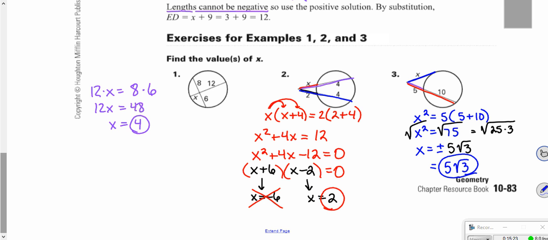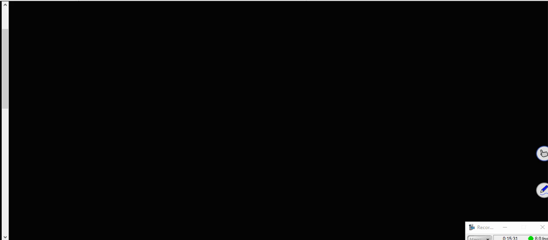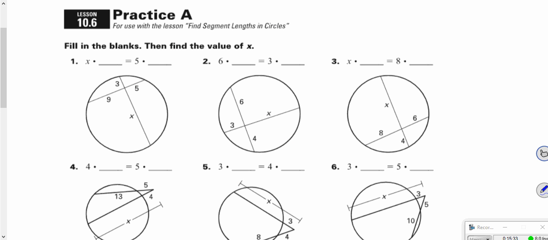All right, let's look at the practice A. There are quite a few problems here. Okay, practice A. First, we have to fill in the blank. So they're helping us set up our equations. Then we find the value of x. So first we set them up, then we solve.